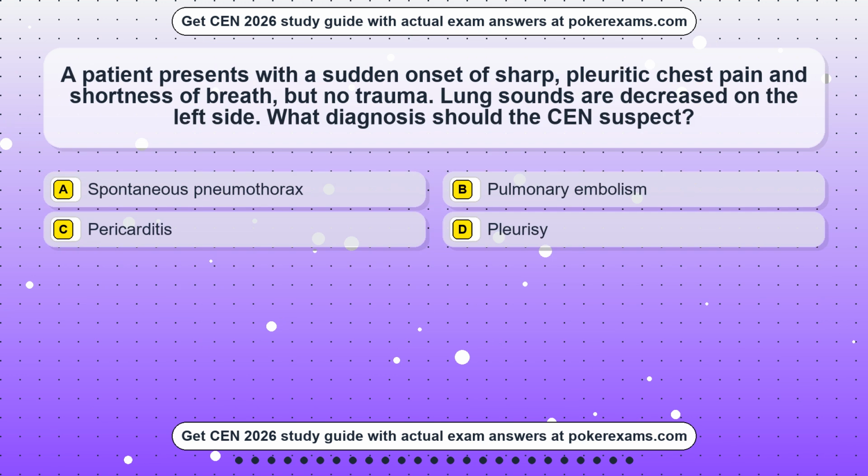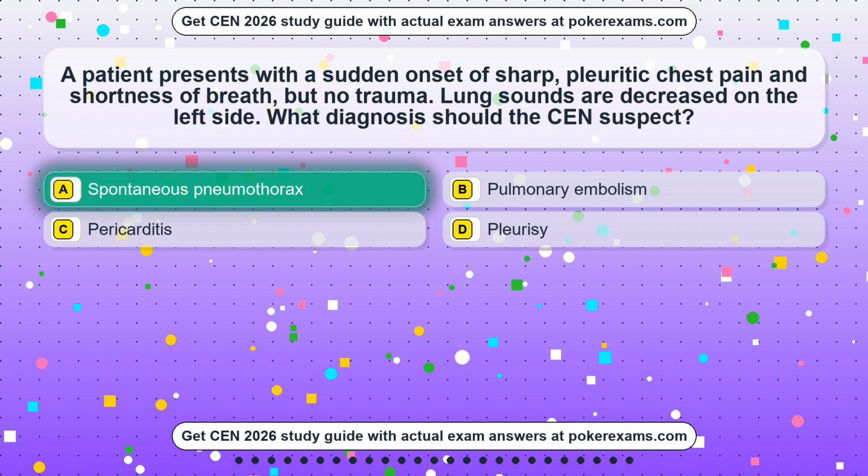Question 4. A patient presents with a sudden onset of sharp, pleuritic chest pain and shortness of breath, but no trauma. Lung sounds are decreased on the left side. What diagnosis should the CEN suspect? Option A, spontaneous pneumothorax. Option B, pulmonary embolism. Option C, pericarditis. Option D, pleurisy. The correct answer is option A. Spontaneous pneumothorax.